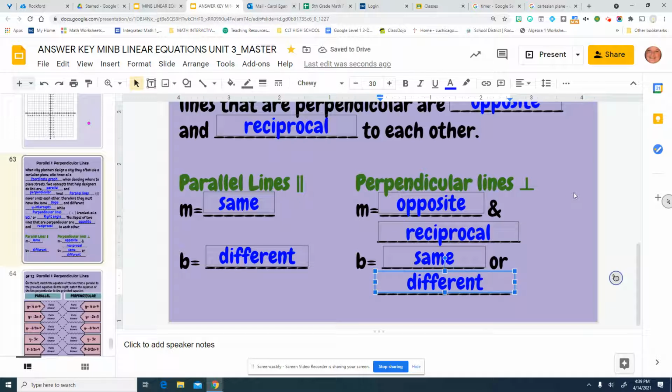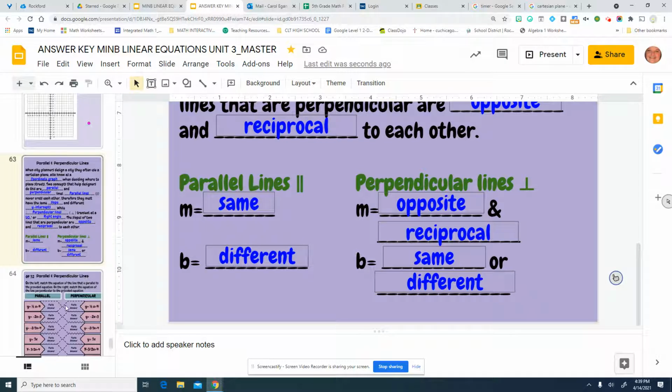parallel lines never meet. Perpendicular lines are going to intersect once. And that intersection may occur at the y-intercept. If that does, they're going to have the same y-intercept. Or it may occur at a different location in which they'll have a different y-intercept. So it can be either or with perpendicular lines. So those are the things we're looking for to determine or prove parallel and perpendicular lines in linear equations.